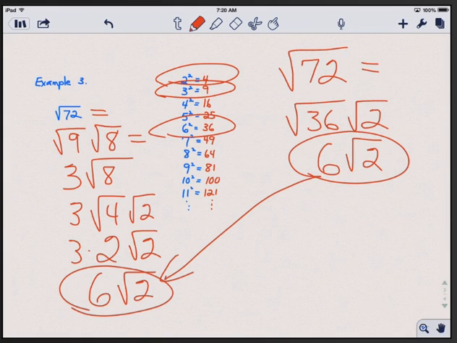But there were more steps to get started because we had to keep searching until we found the largest perfect square that divided into 72.